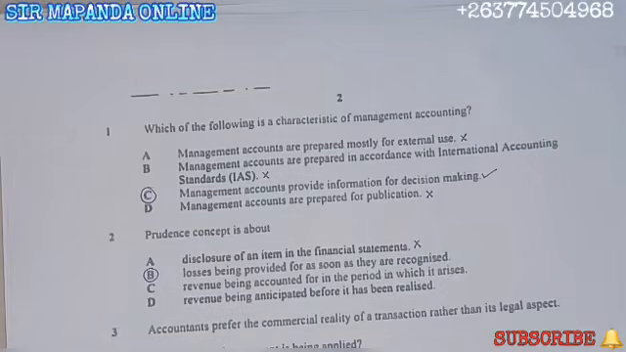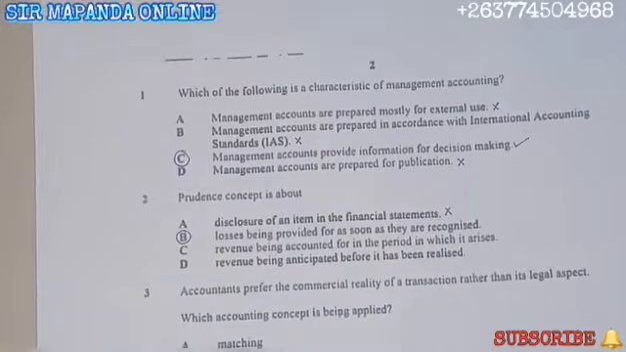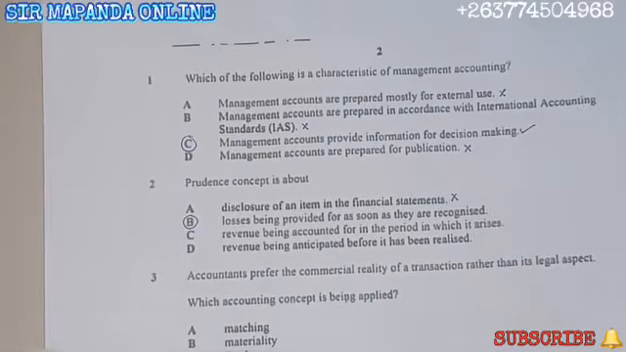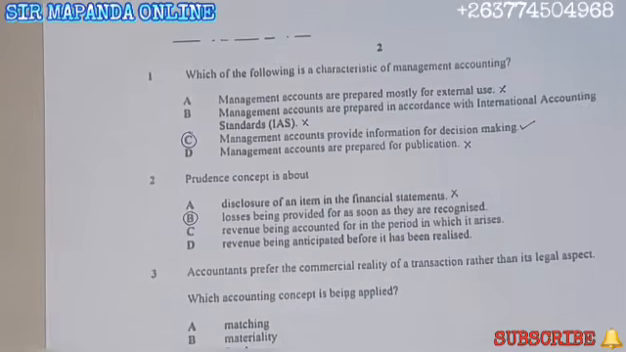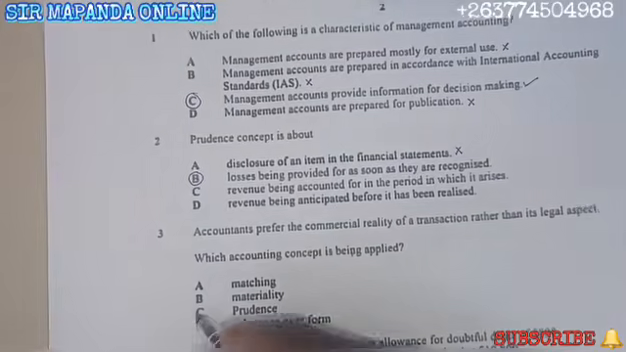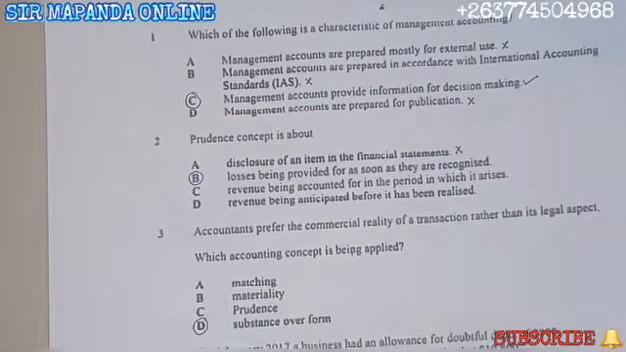So for prudence concept, you need to understand that income and assets must not be overstated. Losses and liabilities must be provided for as soon as they are recognized. B is the correct answer. We move on to part 3. It reads, accountants prefer the commercial reality of a transaction rather than its legal aspect. Which accounting concept is being applied? Your answer is substance over form.